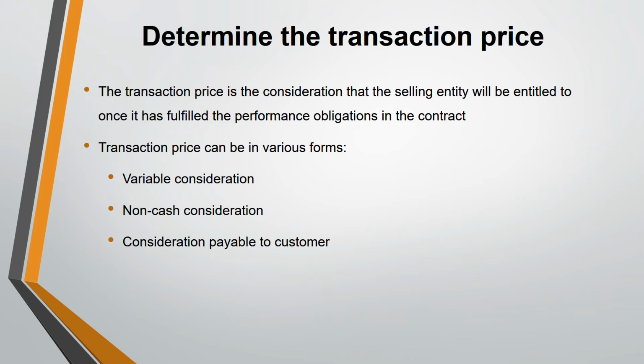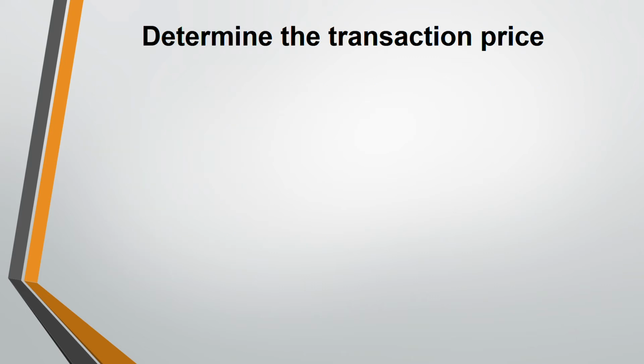Consideration payable to the customer. Sometimes you have to pay to the customer. There are some events like that. Okay, we'll come to that later in depth. Financing. So these are the four ways a transaction price can be. Now let us go in depth into these four types of transaction price.